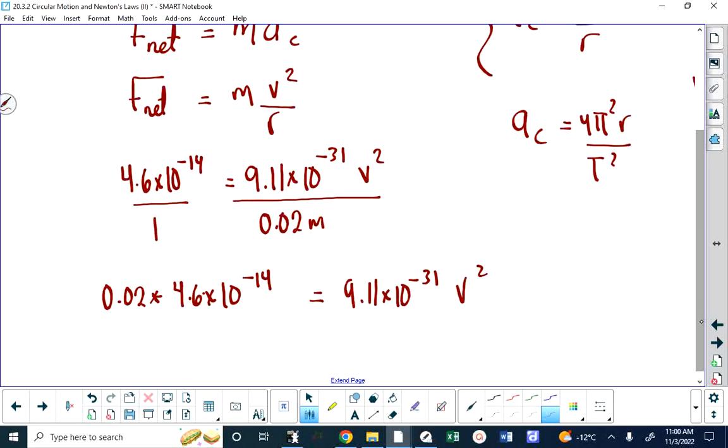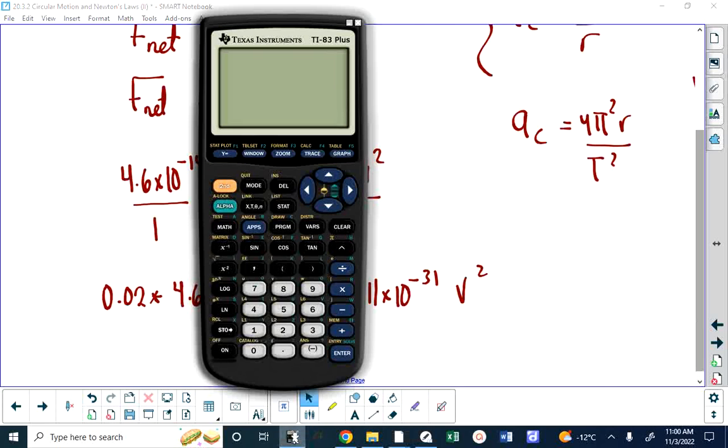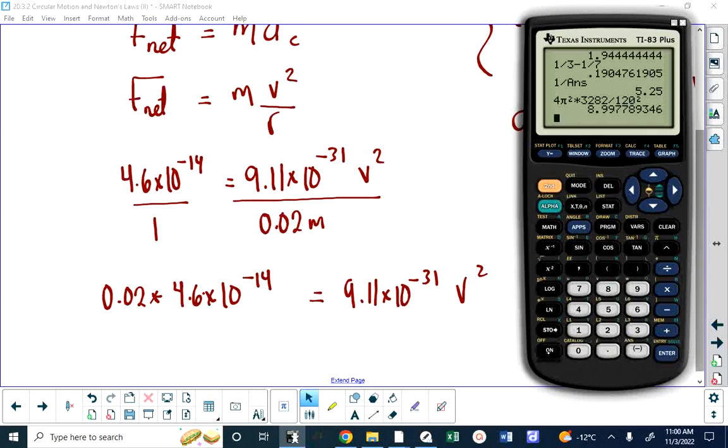So that means that to get v squared by itself, I can multiply these two numbers on the left and divide by the mass of the electron. And that's going to be v squared. 0.02 multiplied by the force of 4.6 times 10 to the negative 14. That is the force. Can you just double check? 4.6 times 10 to the negative 14.